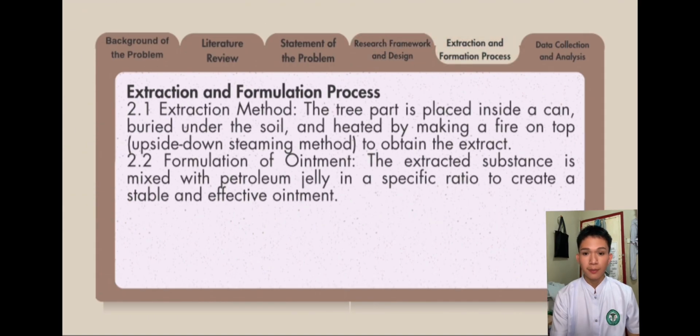To extract the medicinal compounds, we will use an upside-down steaming method where the bark is heated under the soil to obtain the extract. The extract will be mixed with petroleum jelly in a specific ratio to create a stable ointment. After formulation, the ointment will be applied daily to the wounds of test subjects, and their healing progress will be documented through measurements, photographs, and behavioral observations.